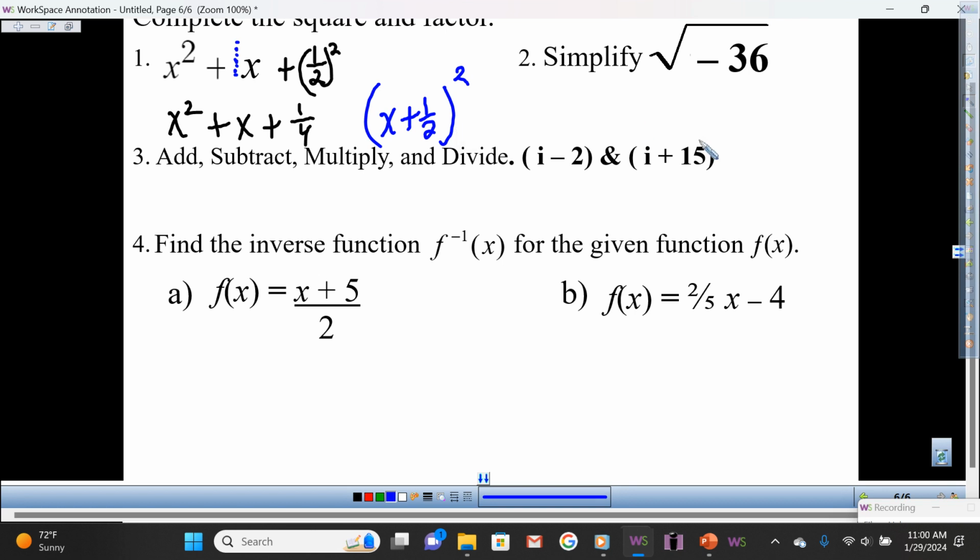Number 2, Mr. Q. Once again, this is square root of -1 times square root of 36, which is, square root of -1 is i. Square root of 36 is 6, so 6i. All right, let's go to addition.